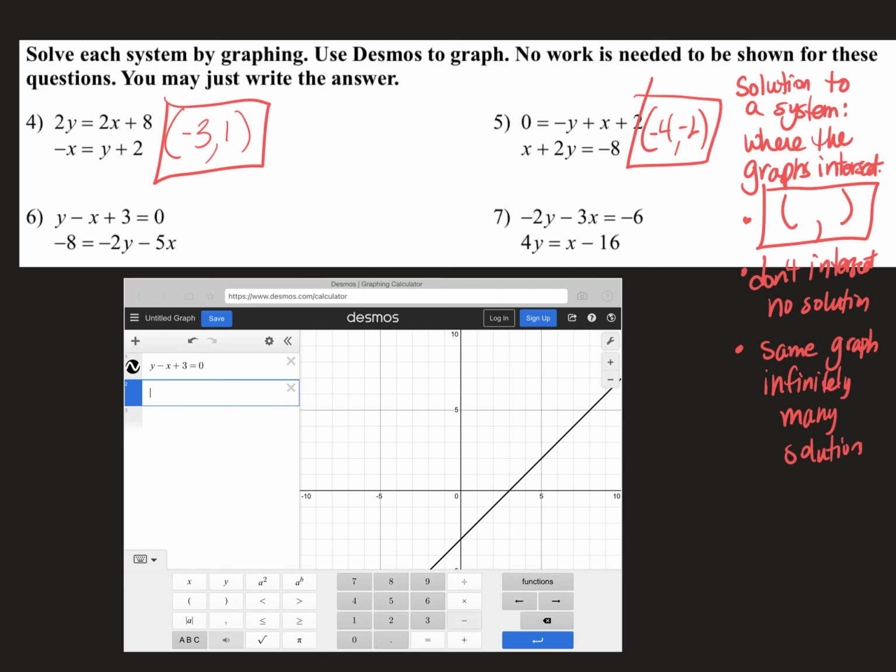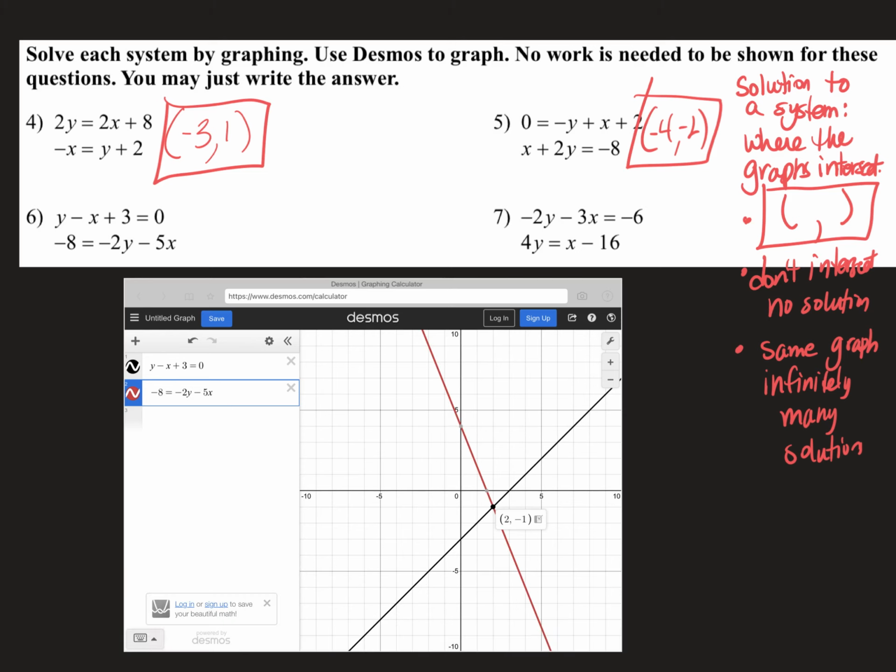Y minus x plus 3 equals 0. -8 equals -2y minus 5x. The solution is 2, -1. That's what's wonderful about Desmos, and you can use Desmos on the SAT. It is easy to use, and it tells you the answers if you know what to look for.